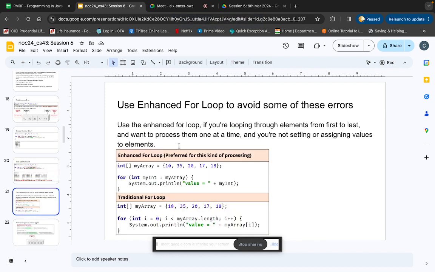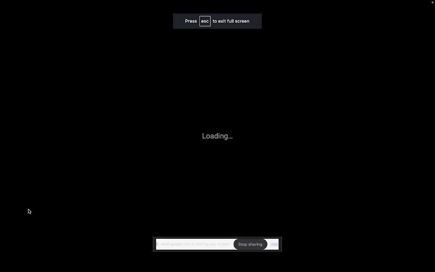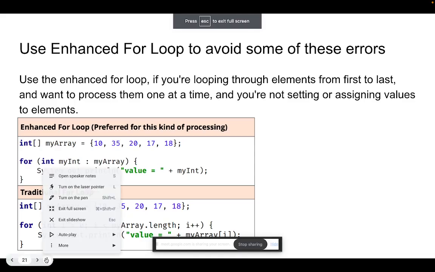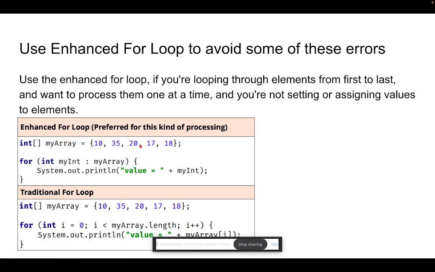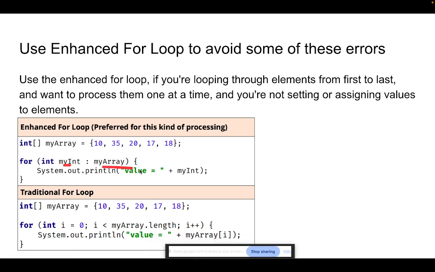That's why the enhanced for loop that we have seen earlier can come to help, where you just need to provide the element name which you want to traverse and the array name. The rest of the things it will take care of itself. The reason is simple: the loop only looks at elements from first to last, one at a time, and we are not setting or assigning any value. So if you just want to traverse, use the enhanced for loop.